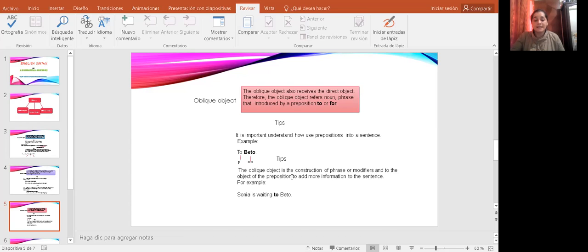Another tip: the oblique object is the construction of phrases or modifiers onto the object of the preposition to add more information to the sentences. For example, Sonia is going to Veto: to is the preposition, Veto is the oblique object.